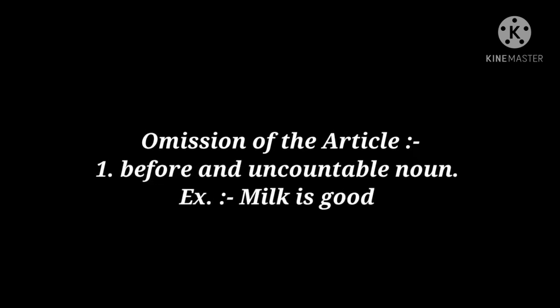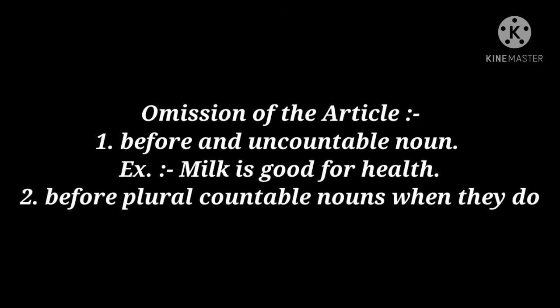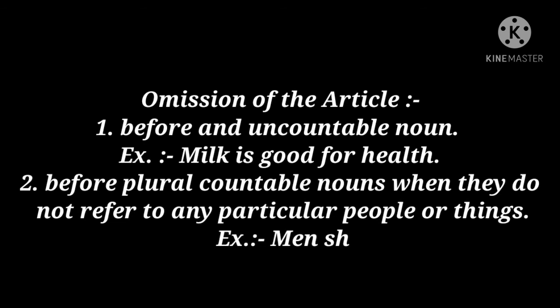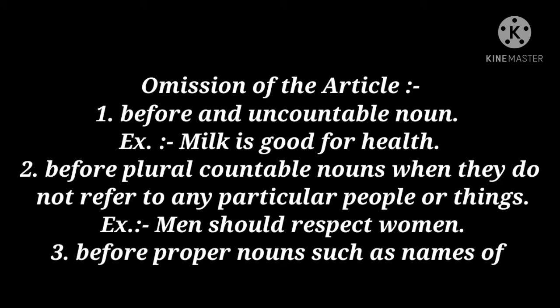Now children, let us see omission of the article. Omission means to leave out or to exclude something. Okay, so we are omitting the article here, and where we have to omit it, let us see one by one. First, before an uncountable noun. For example, milk is good for health.